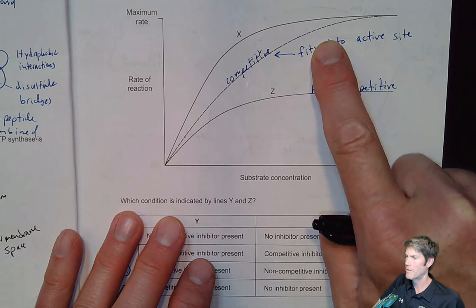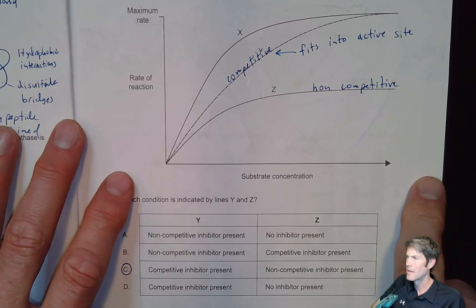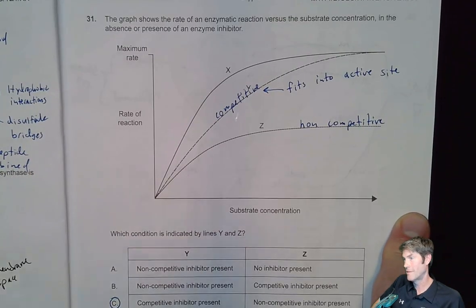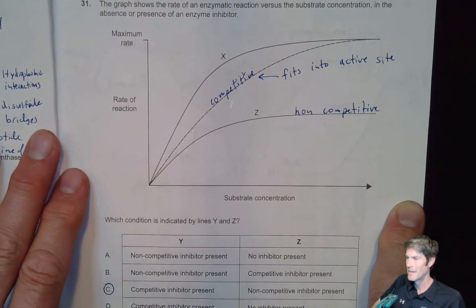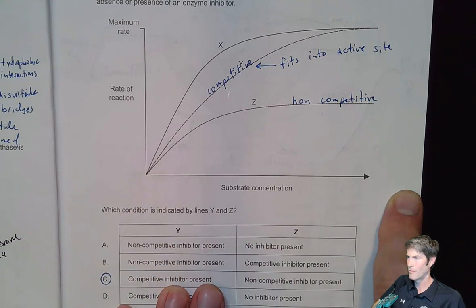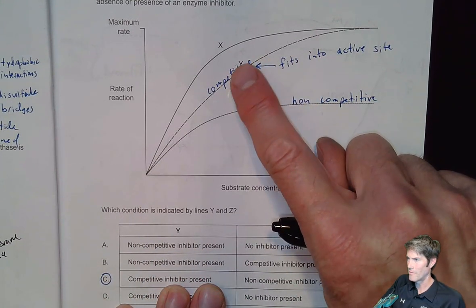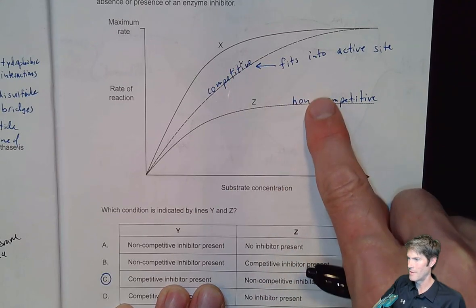The competitive inhibitor and the substrate are competing for that active site, and sometimes the substrate makes it, sometimes the inhibitor makes it. So that's basically what this is asking you about. Why? I think I covered it. That's why right there. Competitive, and this is non-competitive down here.